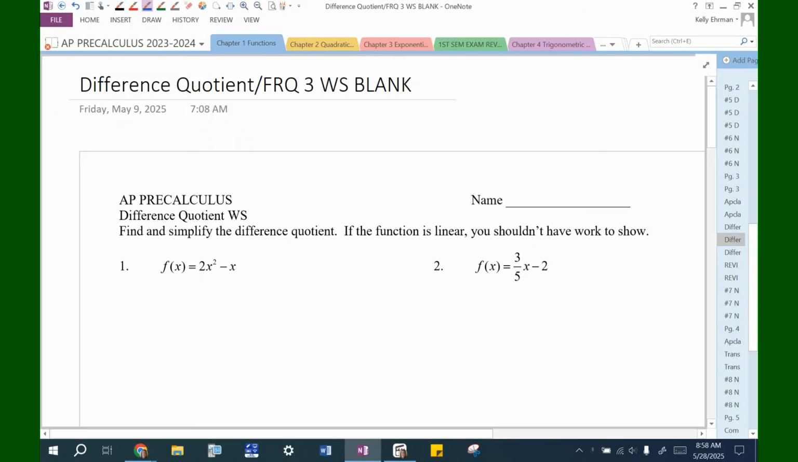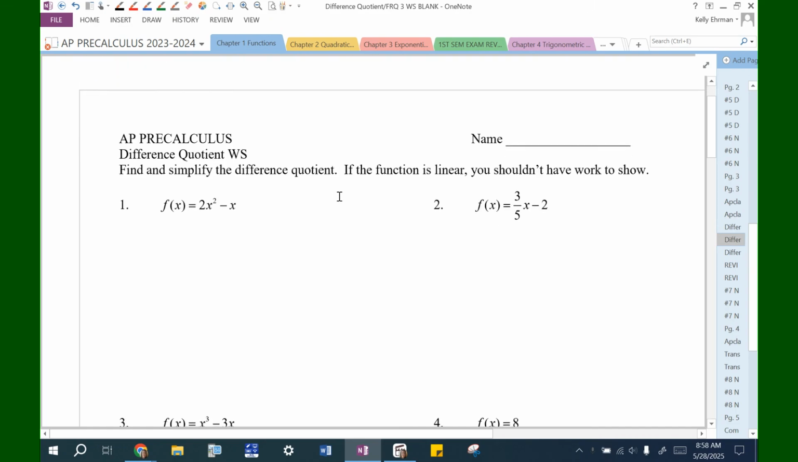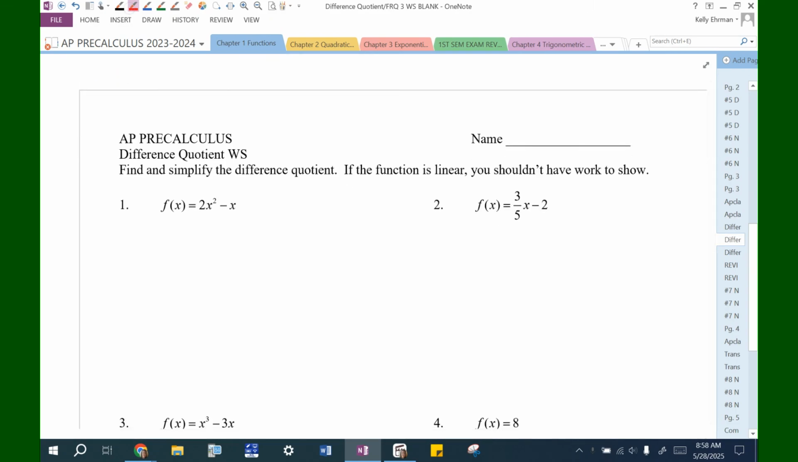All right, this is the difference quotient worksheet, and then I also have some free response practice for that question number 3 that we talked about. So this says find and simplify the difference quotient. If the function is linear, you shouldn't have work to show.